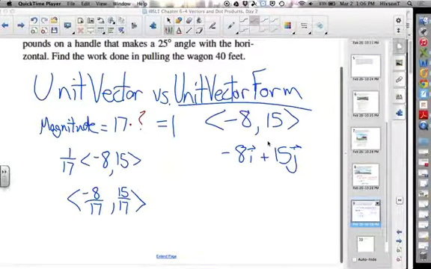Guys, make sure that you understand the difference between finding a unit vector in the same direction and finding unit vector form.